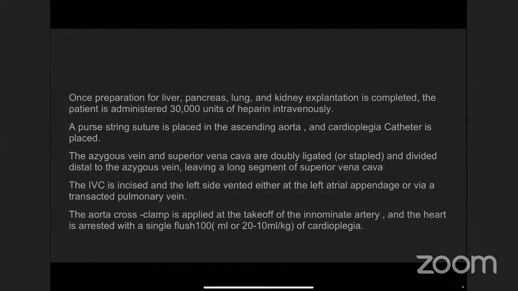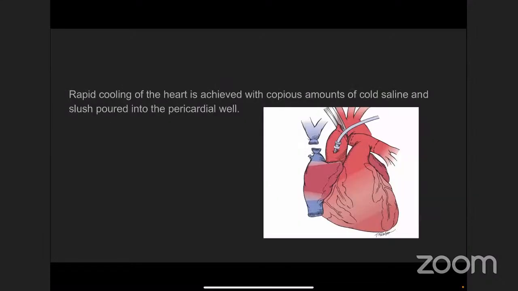The heart is arrested with a single flush, 1,000 ml or 10 ml per kg of cardioplegia. Rapid cooling of the heart is achieved by copious amounts of cold saline into the pericardial well.